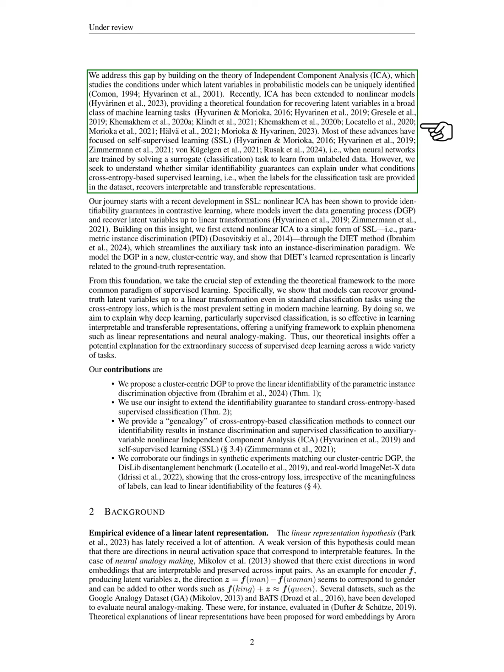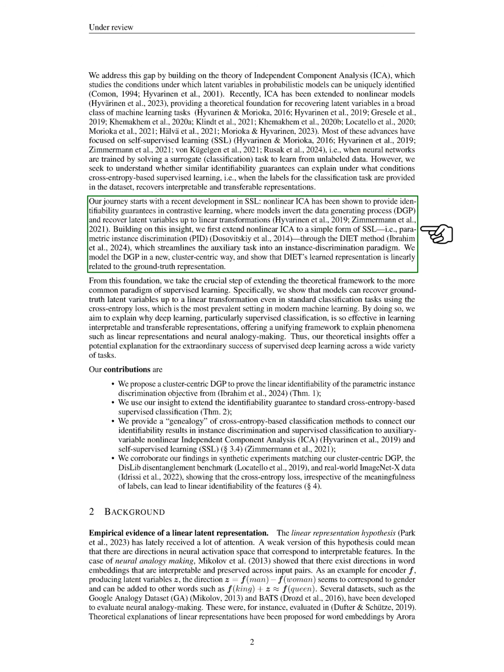To fill this gap, we build on the theory of independent component analysis, ICA, which examines how latent variables in probabilistic models can be uniquely identified. Recent advancements have extended ICA to nonlinear models, providing a theoretical basis for recovering latent variables across various machine learning tasks. Most of this work has focused on semi-supervised learning, where neural networks learn from unlabeled data by solving a surrogate classification task. We aim to explore whether similar identifiability guarantees apply to cross-entropy-based supervised learning, where labels are provided.